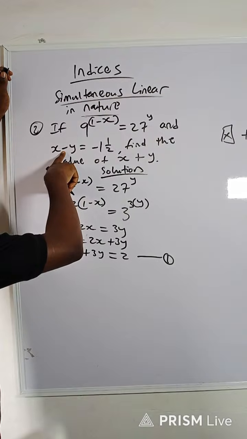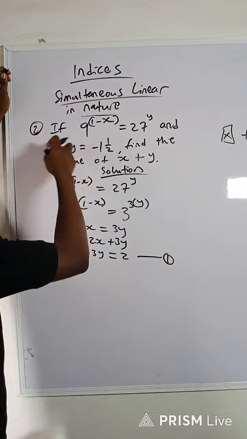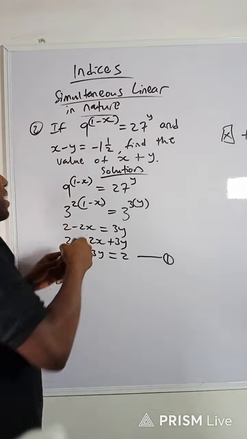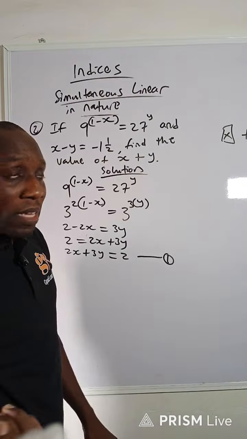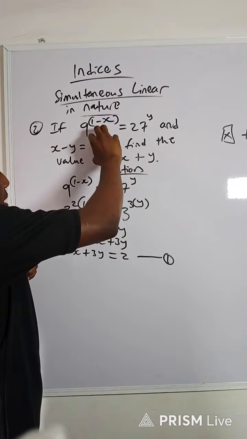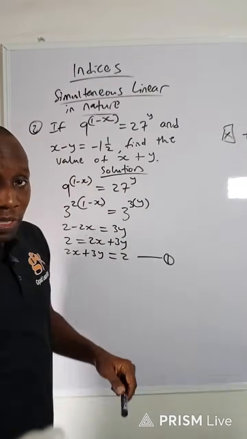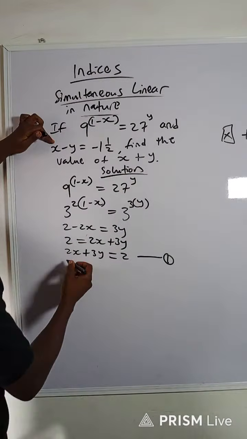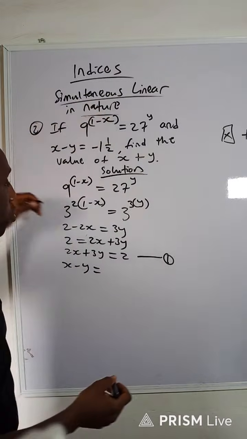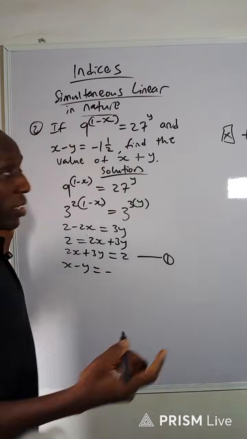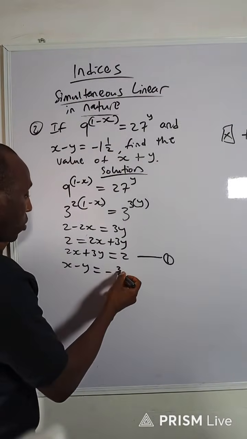So this is the second equation. x minus y is equal to minus 1.5. But do you know what I can do here? I can decide to convert this mixed number to an improper fraction. And I just want to make sure I have a whole number as the constant term. I can do that. So I'm going to write it like this. x minus y is equal to, let's convert negative 1.5 to an improper fraction. 1 times 2 is 2, plus 1 is what? 3. So that's 3 over 2.